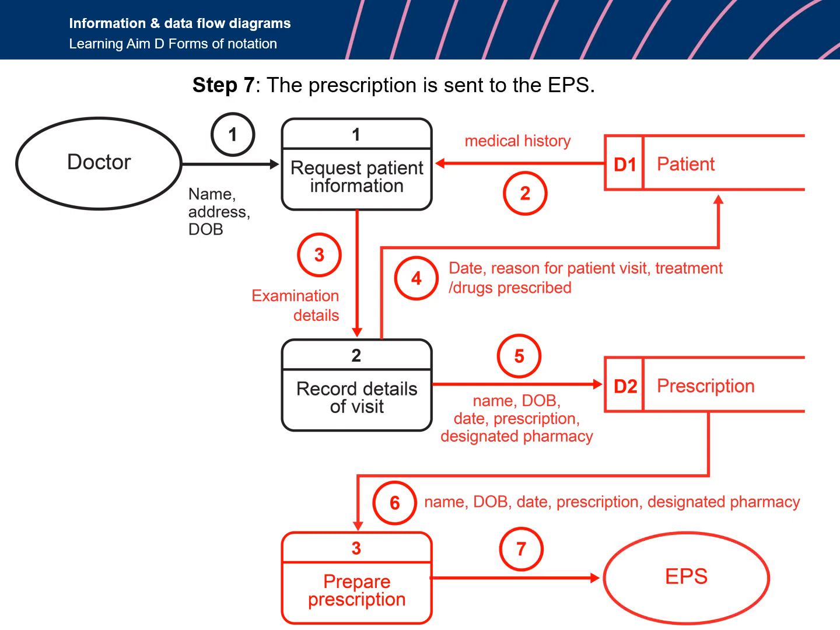And in our final step, we are told that the prescription is then sent to the EPS. And again, the EPS is a person or organisation, therefore we represent this in our diagram as an entity, which you can see follows my prepare prescription process number 3.